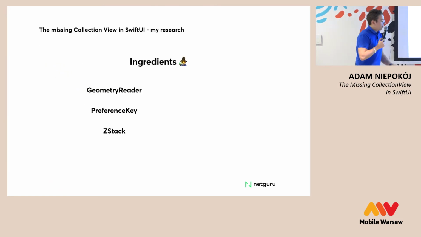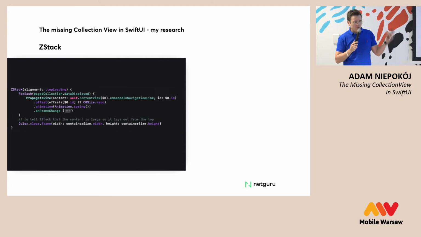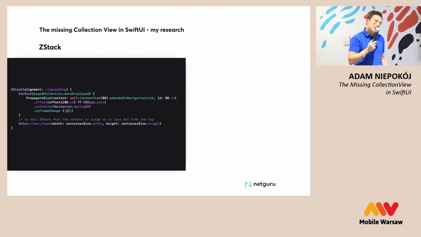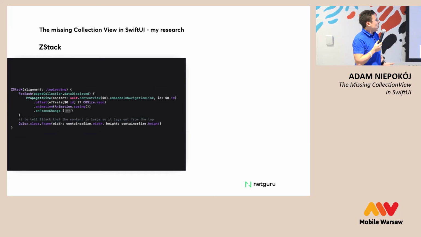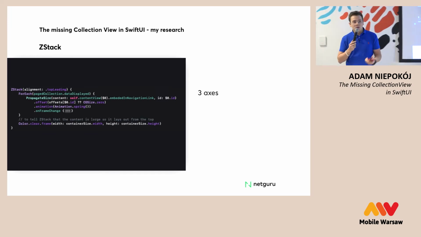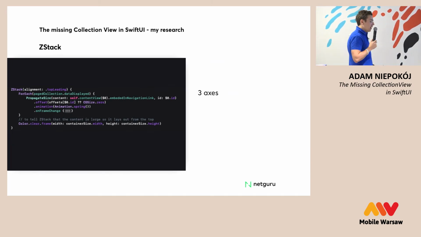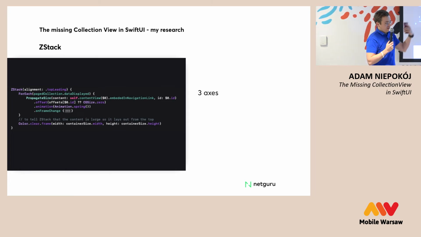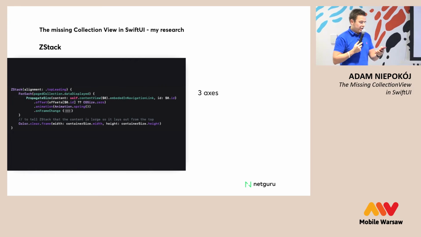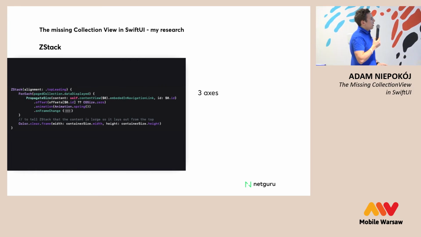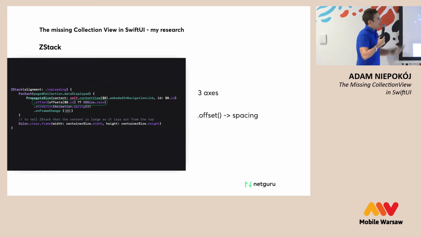Okay, the third ingredient: ZStack. As you saw already before, we have HStack, which is the horizontal stack, and VStack, which is the vertical stack in SwiftUI, and then finally we have the ZStack, which offers us, of course, 3 axes, not only the horizontal and vertical, but also the Z-axis. And it's actually pretty important, because if you have only the V or H axis, you cannot lay out the views as you want. You need the ZStack, because the crucial part of it is using the offset on the children views.